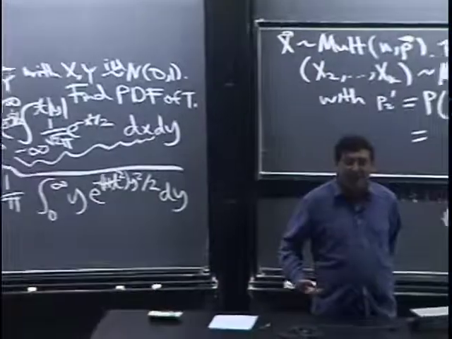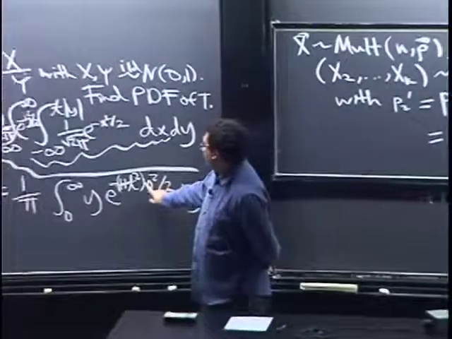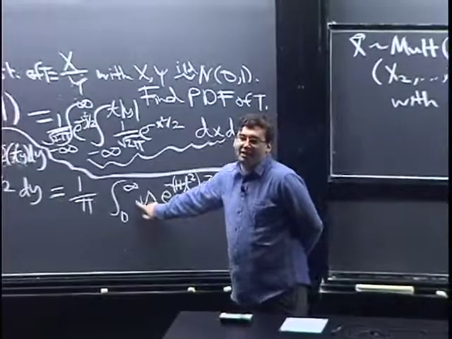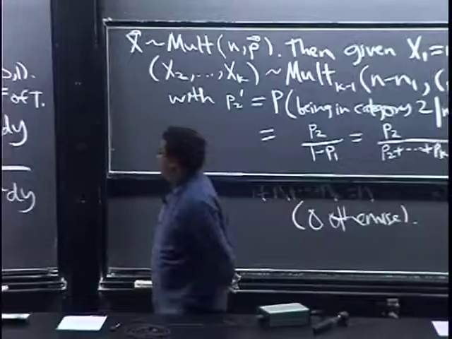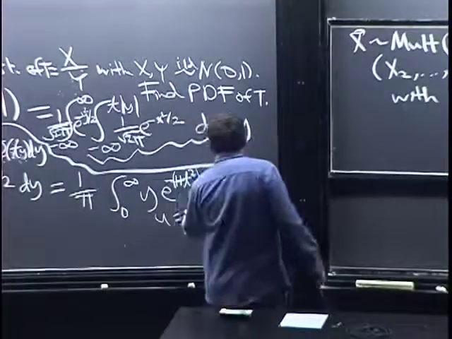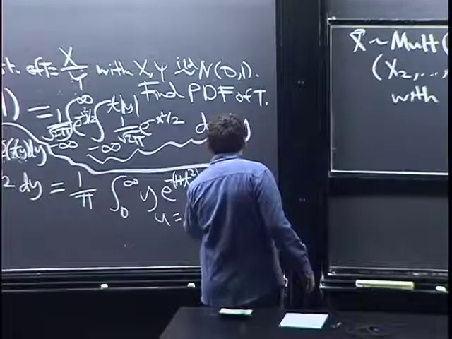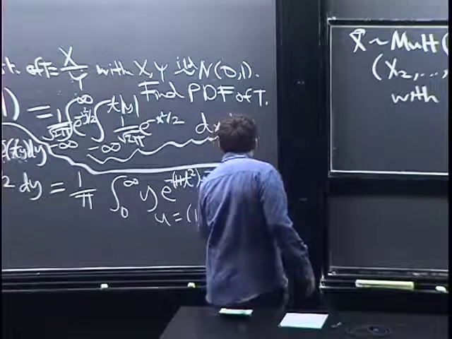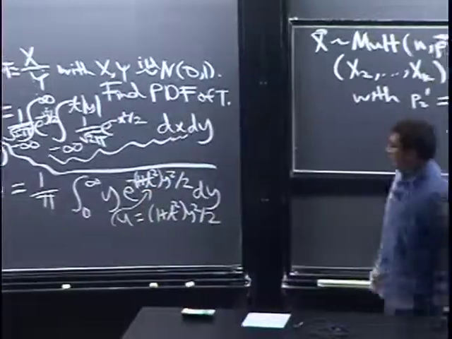Now this is an integral we can do, because we know that the derivative of y squared is going to be 2y, and that's going to be taken care of there. Now it's an easy u substitution again. So we could just let u equal, let's say, (1 plus t squared) y squared over 2. Just make that substitution. So then this just becomes e to the minus u.